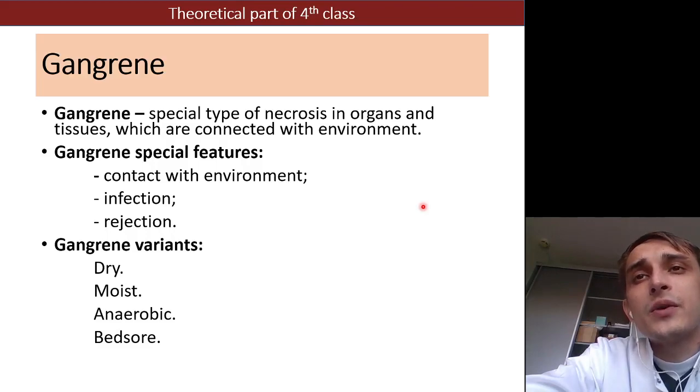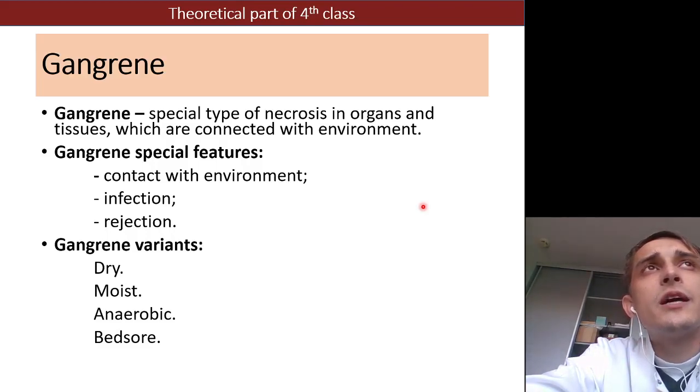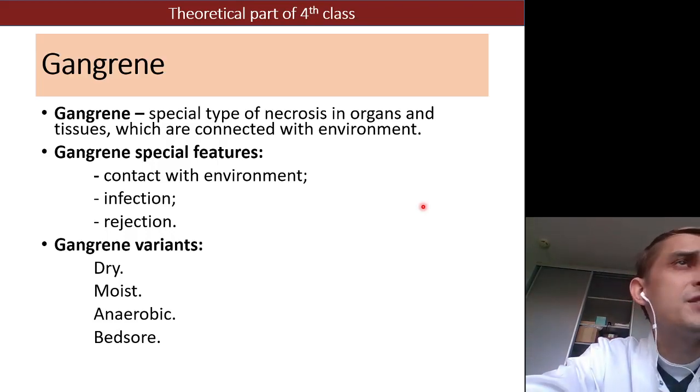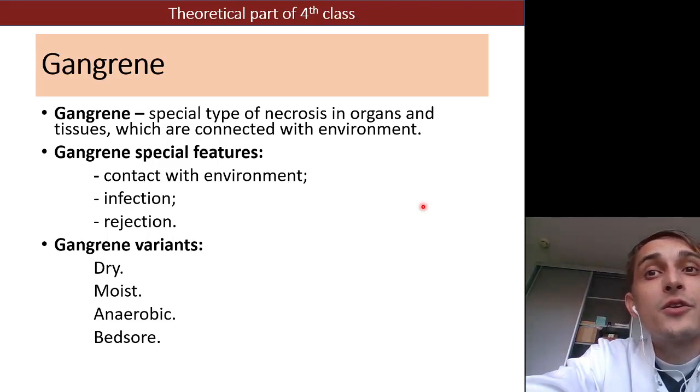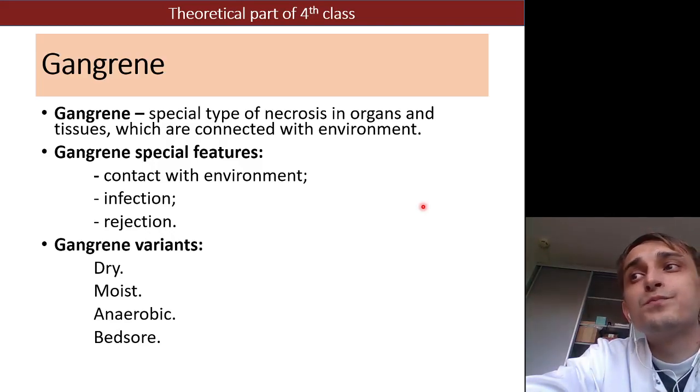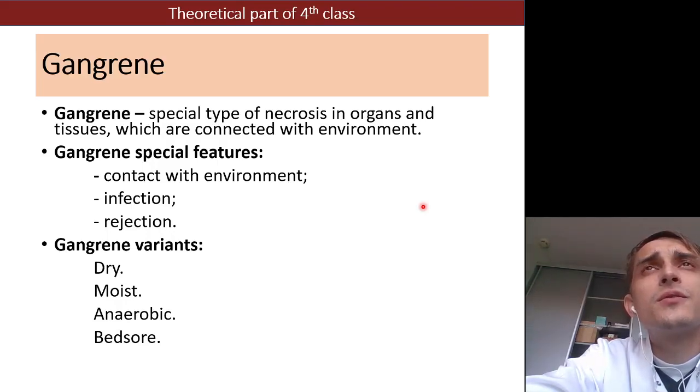And anaerobic gangrene. Anaerobic gangrene is associated with some special flora. For example, it may be associated with accumulation of Clostridium in the wound, and we will see anaerobic gangrene here. Anaerobic gangrene is characterized by a disgusting smell, the smell of bad meat, for example. It is associated with the metabolism of Clostridium and some other types of microorganisms.